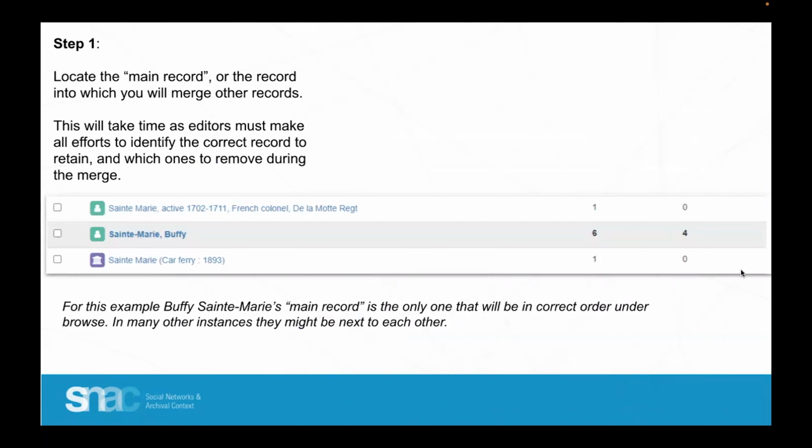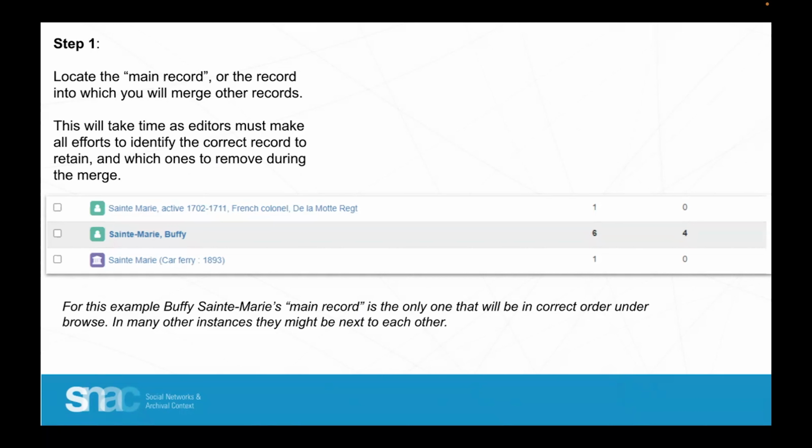You'll first locate the main record, or the record into which you will merge other duplicative records. This will take time, as editors must take all efforts to identify the correct record to retain and then which ones you'll be removing or merging away. I think that is the way we sometimes term it.